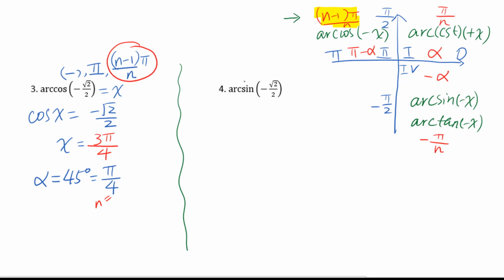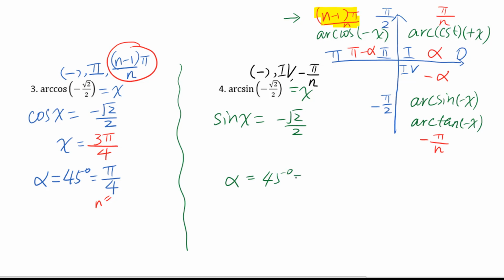Let's go to number 4. This is a negative number. Arc sine of a negative number goes to the fourth quadrant. The pattern is negative pi over n. So we set this equal to x. You will get sine x equals negative square root of 2 over 2. The reference angle is 45 degrees, equal to pi over 4. So x equals, using this pattern, negative pi over 4.